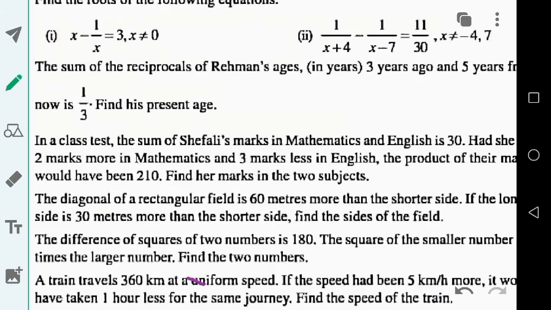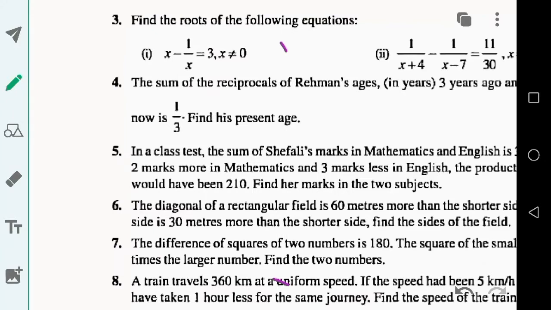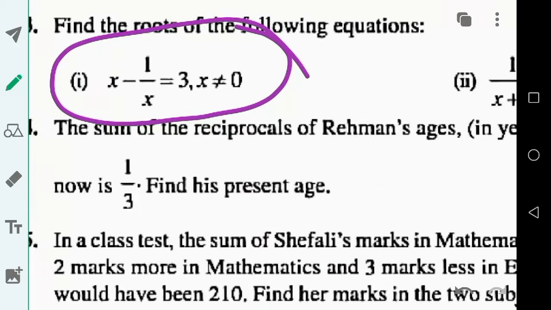So this is the question number 3. We need to find the roots of this equation here. Okay, so what is the equation? x minus 1 by x is equal to 3. Here x is not equal to 0, because if you write 0 then it will be not defined, that's why x cannot be equal to 0. Okay, let's find the roots.